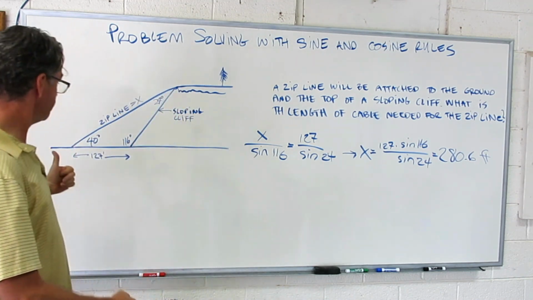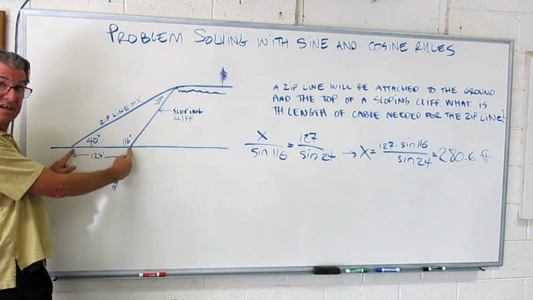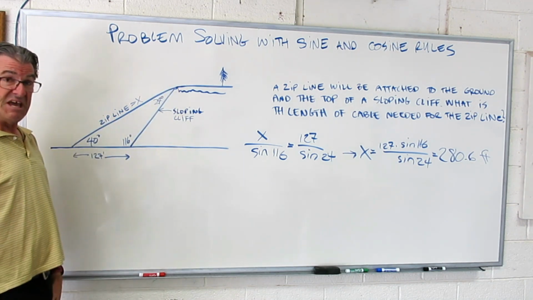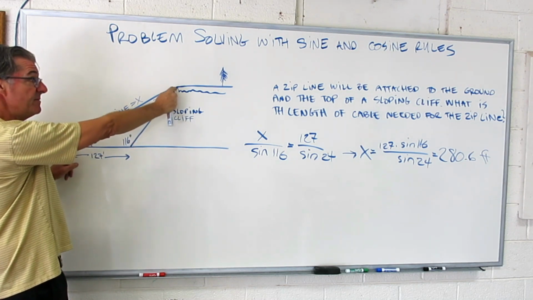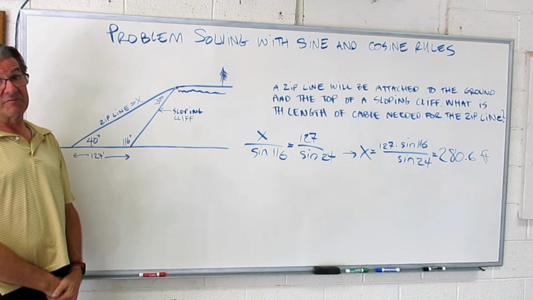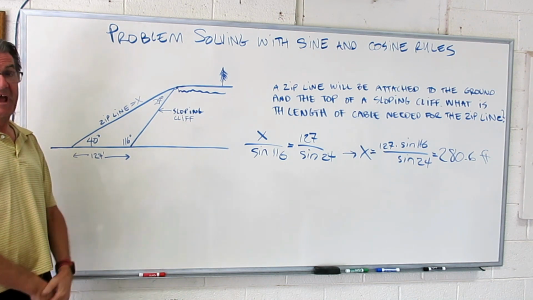Okay, so let's take a look. If this is 127 feet, does it make sense that that's 280? Yeah, it does. This is a little bit more than twice this, and if I look at the diagram, that seems very reasonable. So I'm confident that I have the right answer.